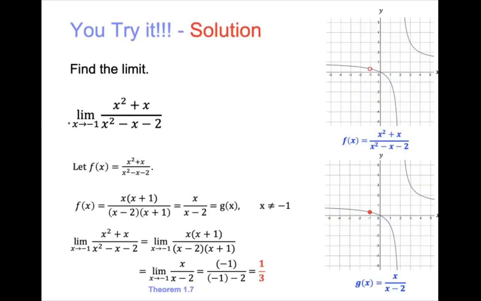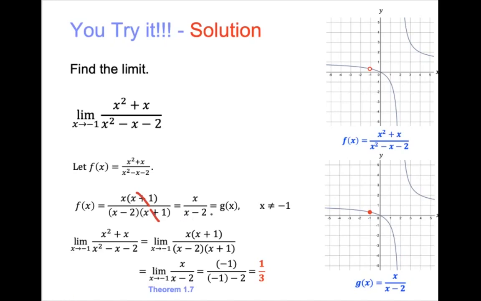Okay, so we have the limit as x approaches -1 of x squared plus x over x squared minus x minus 2. So we let f of x equal x squared plus x over x squared minus x minus 2, and then we fully factor the numerator and the denominator. We cross out any common factors, which in this case is x plus 1 on the top and the bottom, and we're left with x over x minus 2 equal to g of x when x is not equal to -1.